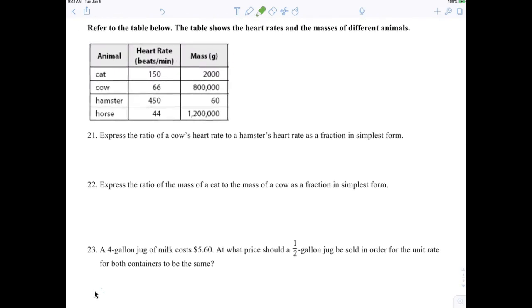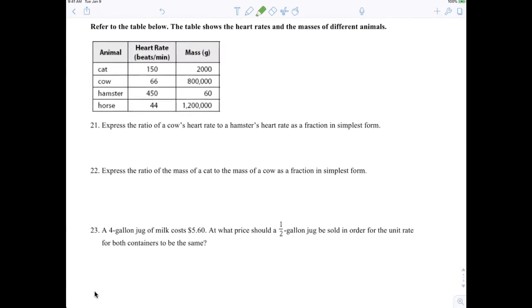Now over here, interesting. Some of you guys, part of the reason why this is on here is because you need to make sure that you can do this on your calculator properly, because your calculator won't let you type in some bigger fractions. So let's see what it says. Express the ratio of the cow's heart rate. So a cow's heart rate is what? So I'm going to put 66 to a hamster's heart rate, which is what? 450. Now I think that's okay to type on your calculator, right? And that would reduce down to, is that correct, guys? 11 over 75.